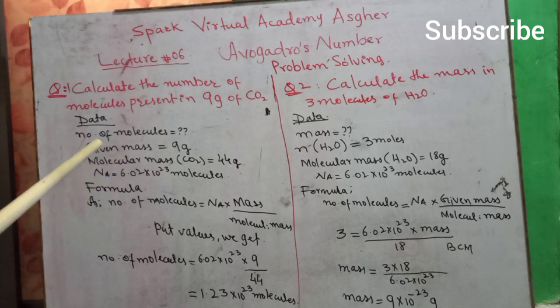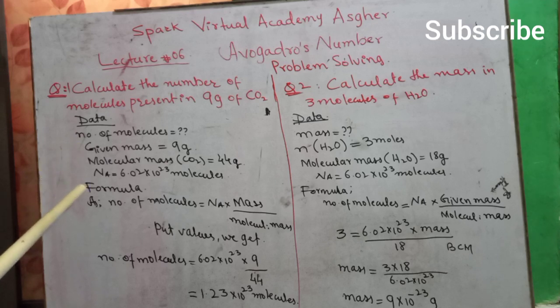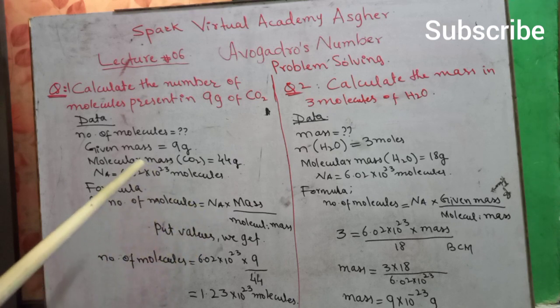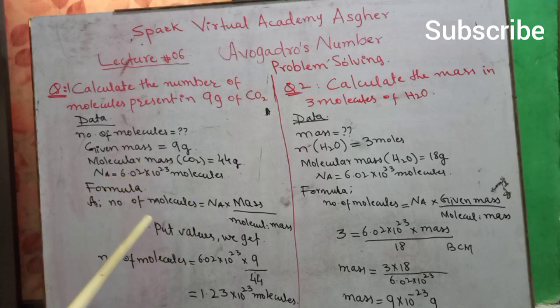After mentioning everything which is given in the data, you have to write down the formula in the solution. Since we know the formula is number of molecules is equal to Na into given mass upon molecular mass. Now by using all the values which are given in the data, we have to put those values in this formula.